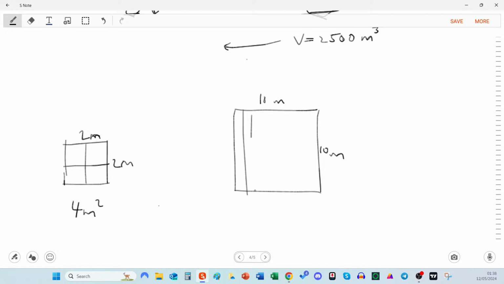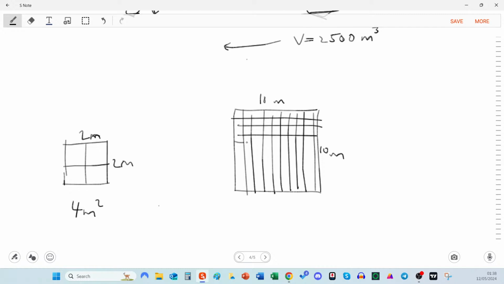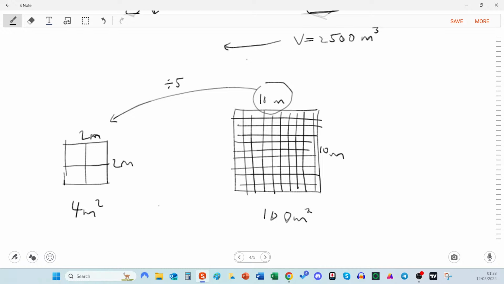And that this, 1, 2, 3, 4, 5, 6, 7, 8, 9. This is 10 by 10, which is 100 meters squared. Now, if we scale this down, 10 divided by 2 is 5, so it should be 5 times smaller. But is it 5 times smaller here? No. If we divide it by 5, it should be 20, but it's actually just 4.